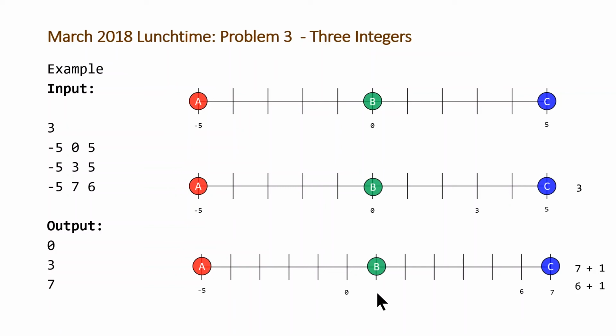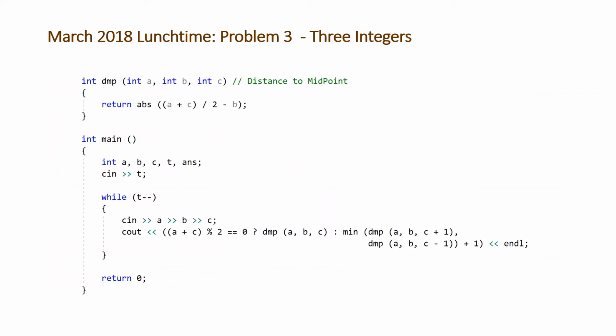So let's take a look at our code. Here we have two functions, our main function and a small function, DMP, which stands for distance to midpoint. The distance to midpoint just takes three values, A, B, and C. It takes the sum of A and C, divides it by 2, and then subtracts B from it and takes the absolute value. Note that it assumes that when you add A and C together, you get an even number. That'll be dealt with in the main function below.